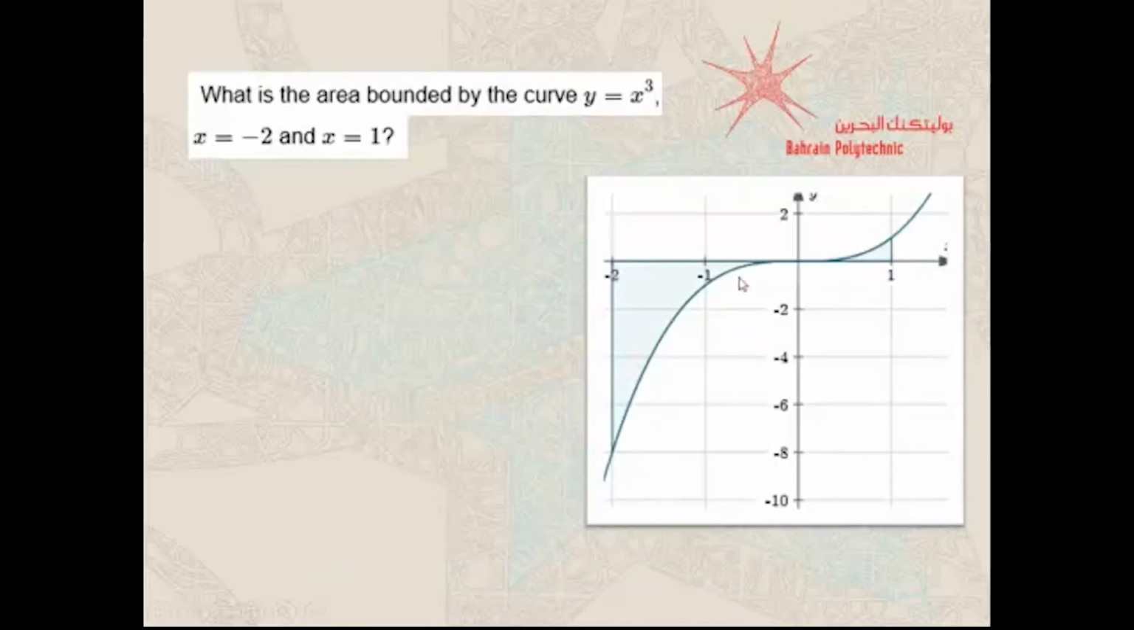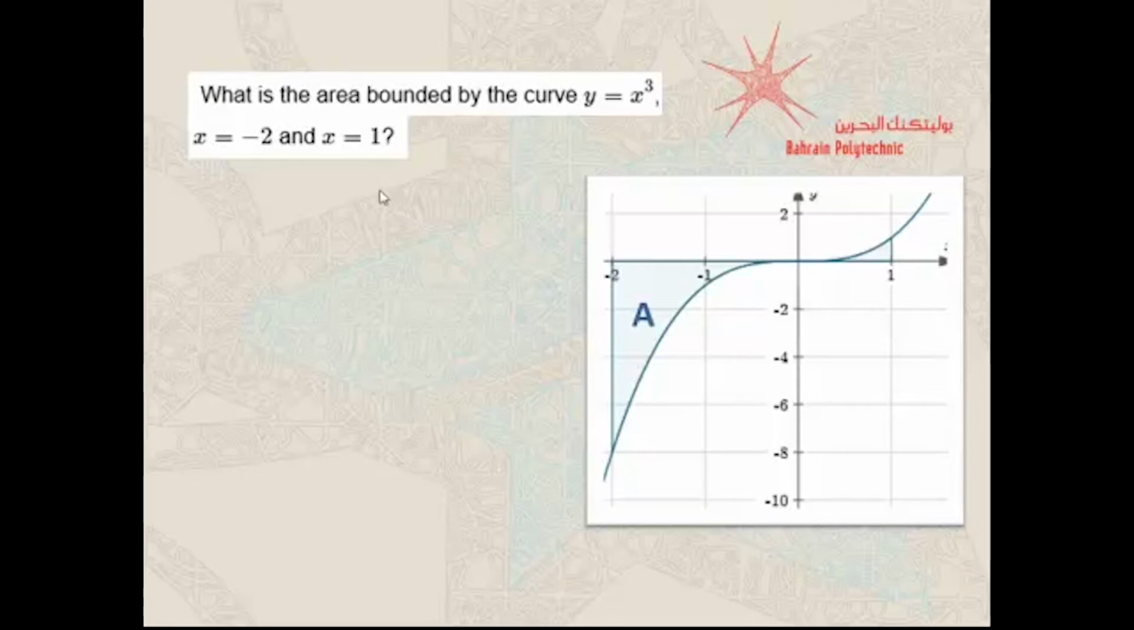Let's take an example. We need to find the area between the curve y equals x cubed, which is this curve, and x equals -2 and x equals 1. So how can we find the area under the curve? Instead of stacking up all of these rectangles and making them as narrow as possible and making sure that the delta x is approaching 0 and then doing the addition, we can use integrals, because integrals are a summation.